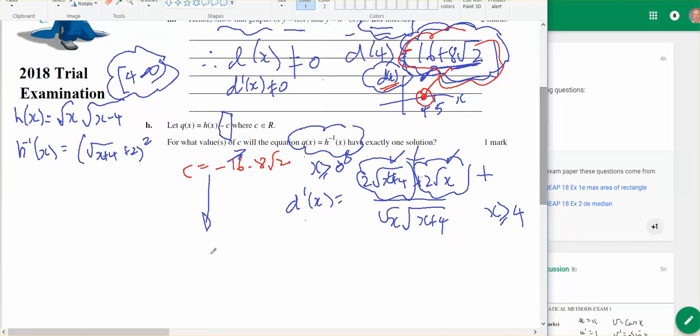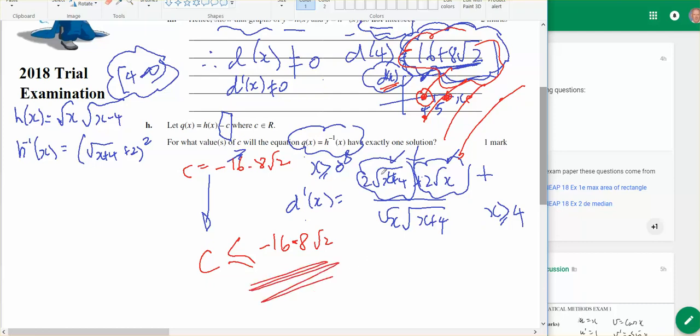Now, I actually want c to be less than or equal to minus 16 minus 8 root 2, because if c is smaller than that, then this would be down here and it would still only intersect once. Because I know the derivative never equals 0, this curve will never turn on itself. Therefore, all of these values of c being less than or equal to negative 16 minus 8 root 2.